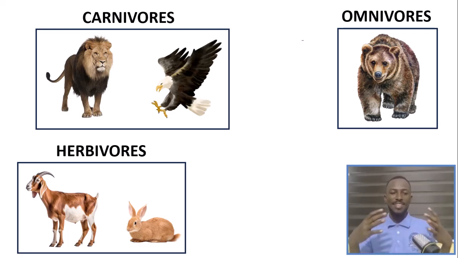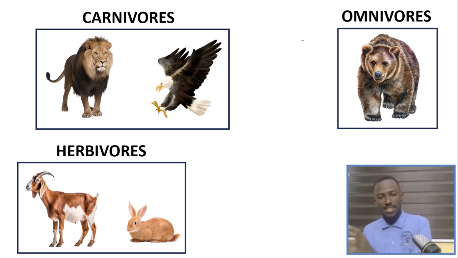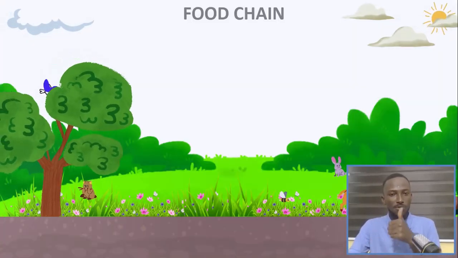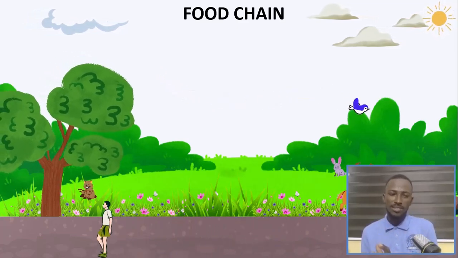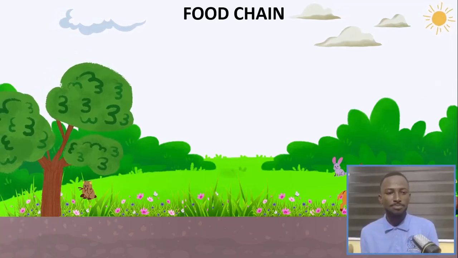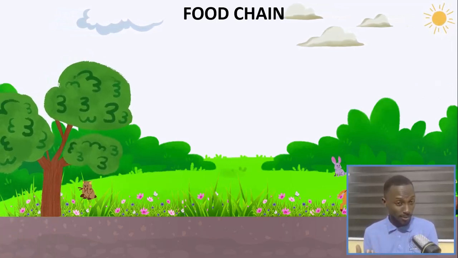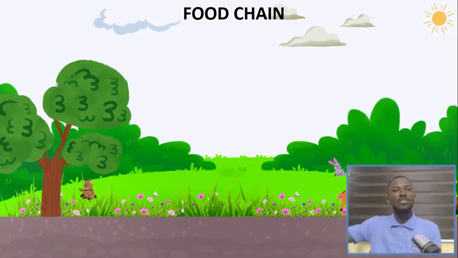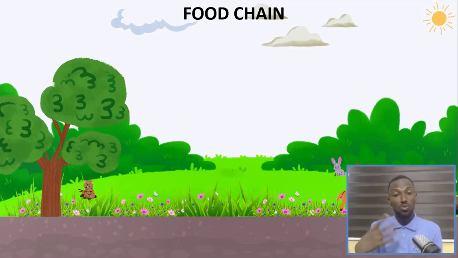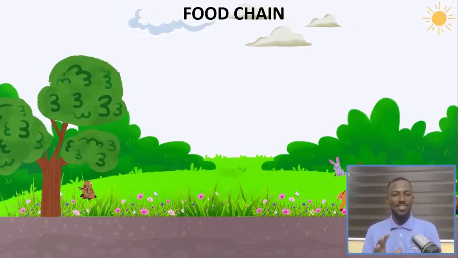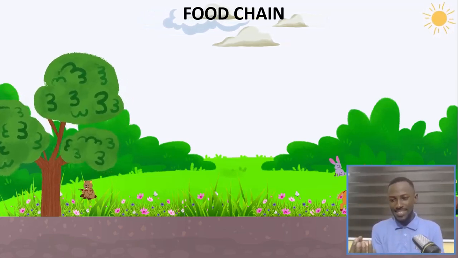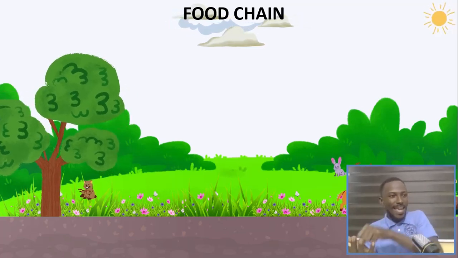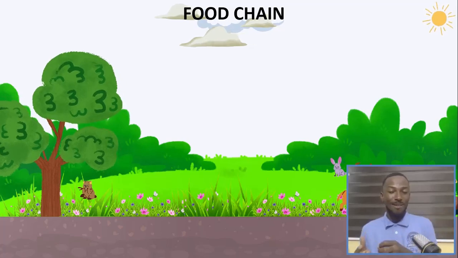Now that we understand producers and consumers and the types of consumers that we have, that brings us to our next point, food chain. What exactly is a food chain? Well, before we define food chain, let's go back a little to recap something we said earlier. We said plants are able to make their own food using carbon dioxide and water with the help of sunlight to convert these raw materials into glucose or sugar. Now here's the point. The glucose or sugar that plants produce by means of photosynthesis is eaten or taken by herbivores or omnivores.